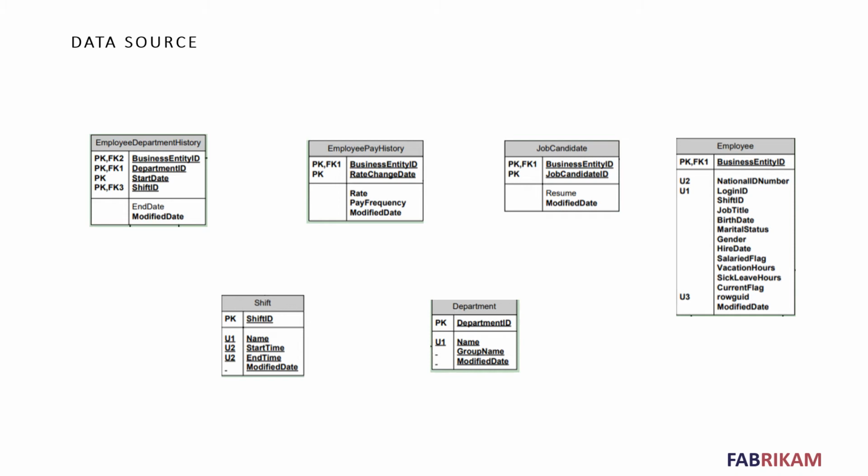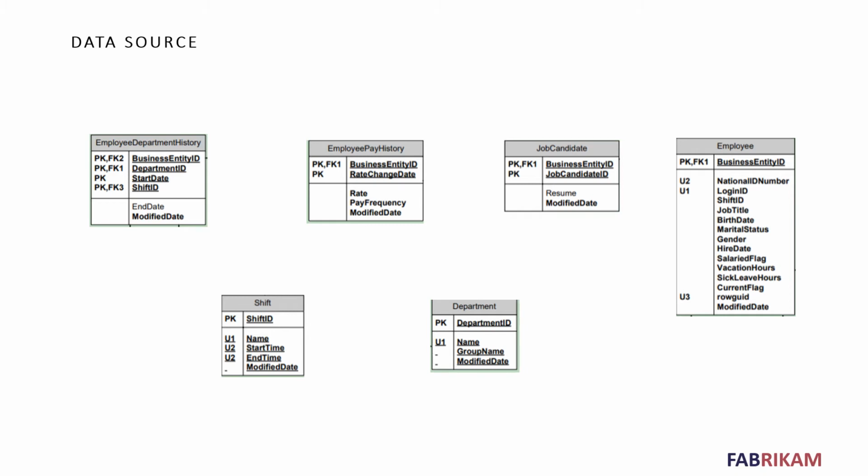And then rate is varchar or categorical. Pay frequency is also varchar or categorical. And then modified date is date or interval. And then the next class is department. In class department, we have 1 primary key and 1 unique.